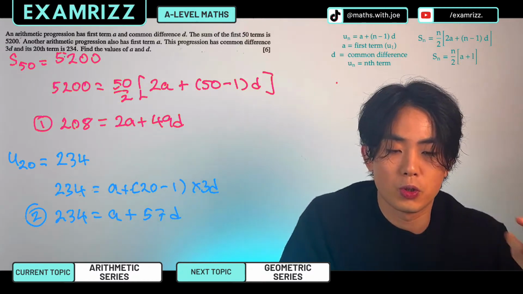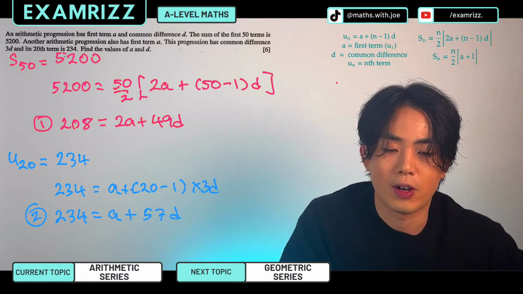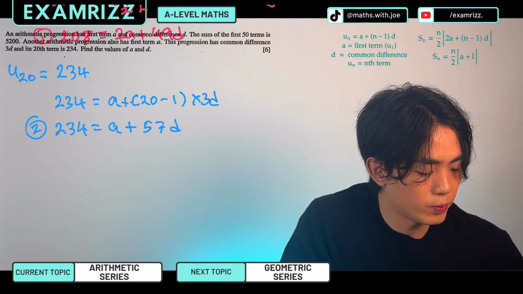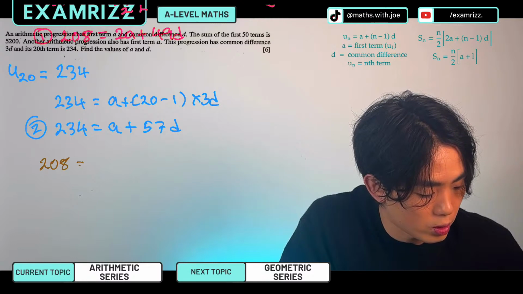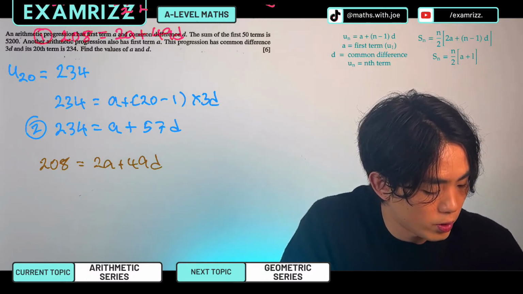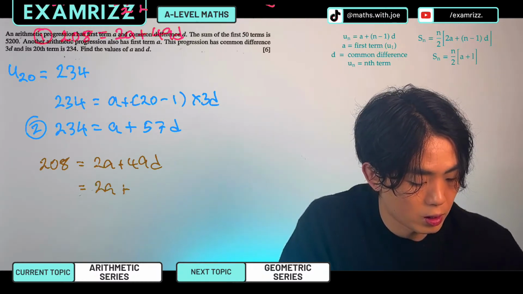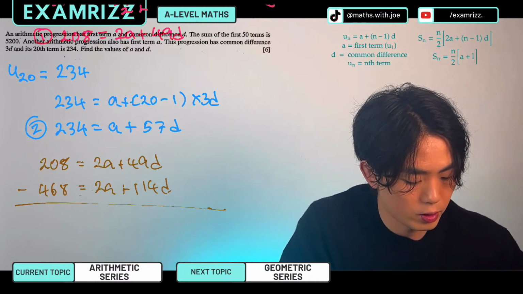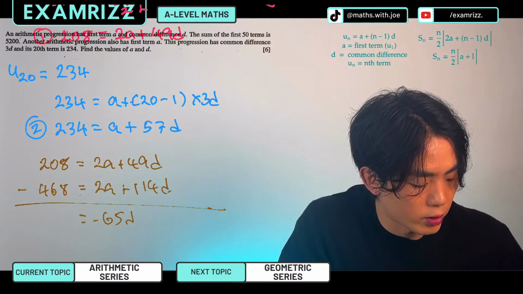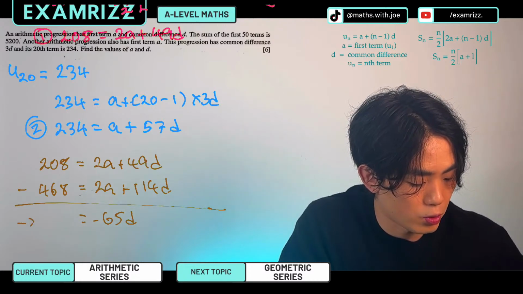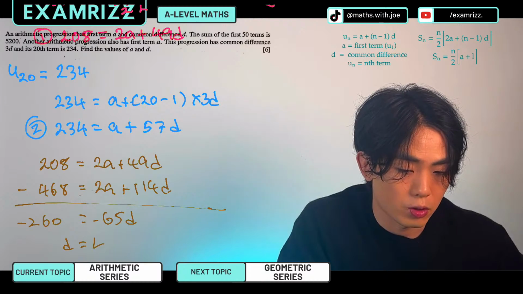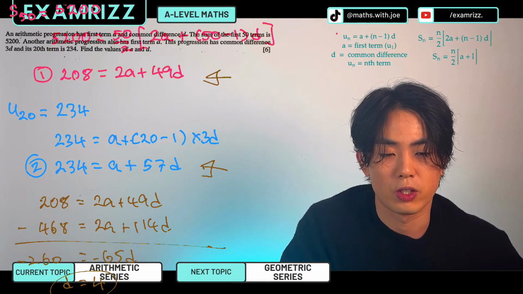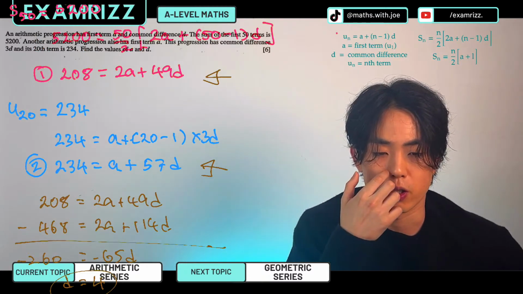Because we have two equations and two unknowns, we can now do simultaneous equations to try and find what our a and d values are. So we have 208 is equal to 2a plus 49d, and I'm going to times the second equation by 2. So I get 2a plus 114d is equal to 468. Let's go ahead and subtract. And so we get minus 65d on the right hand side and minus 260 on the left hand side. And so d comes out to be equal to 4. Once we found d, then we can just substitute it into either of the two equations to find our a value, which you guys can do. This is just making sure you understand which formula to use to create these two equations.